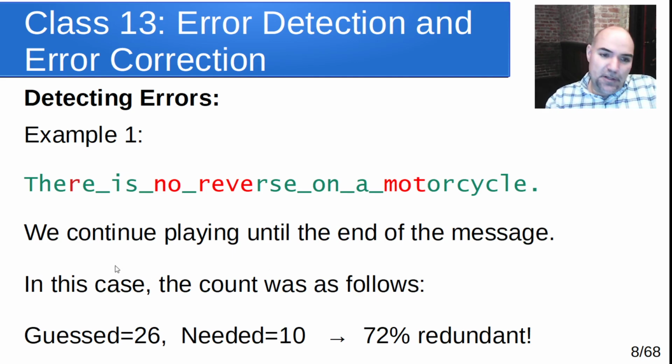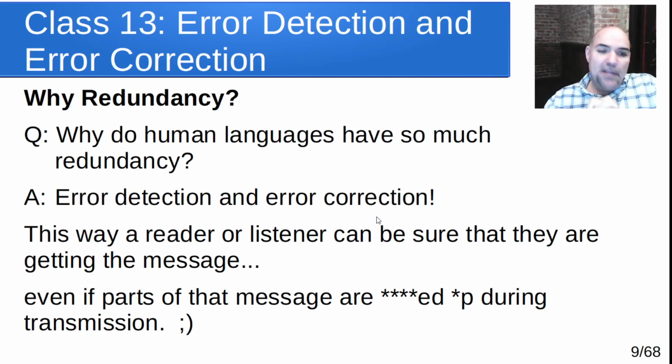Now, what is the reason for all this? You might think, well, it's just 2/3 or more of what you're saying, maybe even up to 90% of what you're saying is just pointless. It's redundant. But it's not pointless. It's there for error detection and error correction. So why do human languages have so much redundancy? Because it has built-in error detection and error correction. So that way a listener or a reader can be sure that they are getting the message.